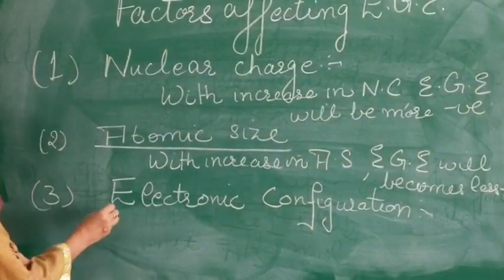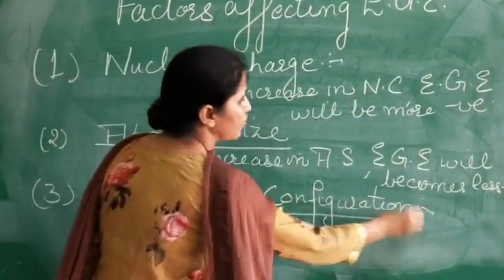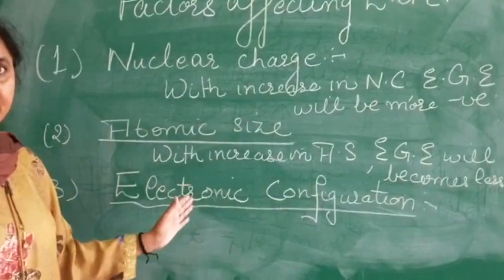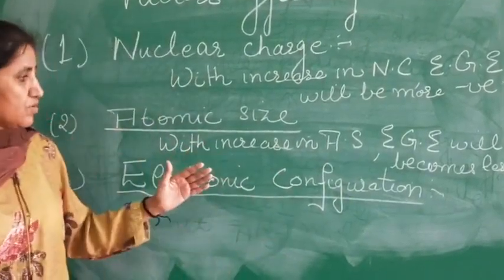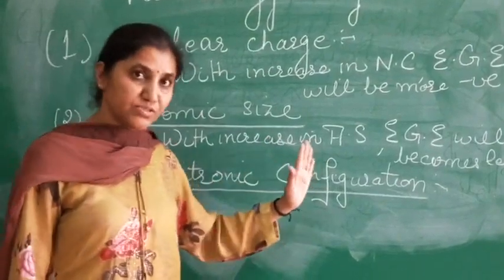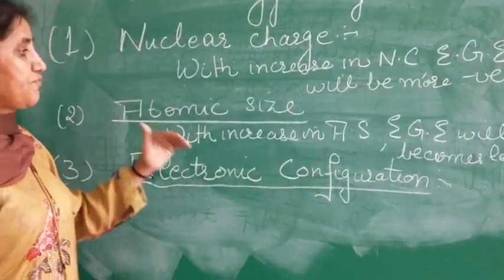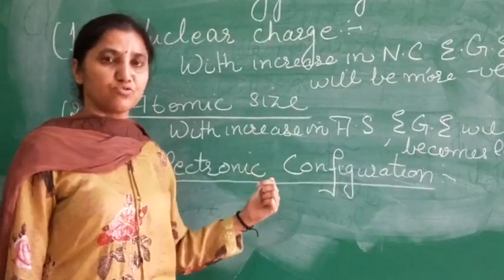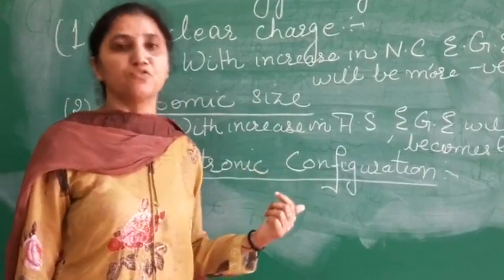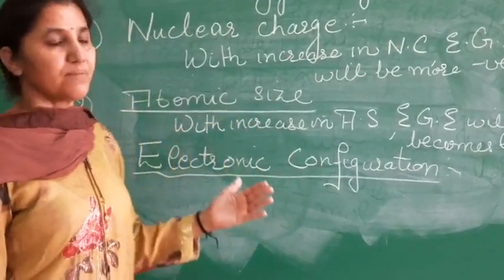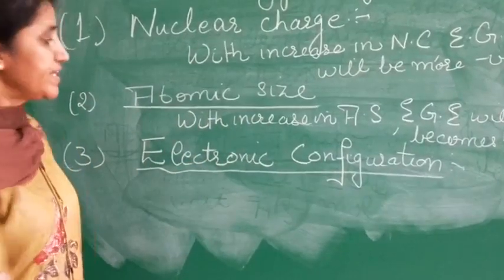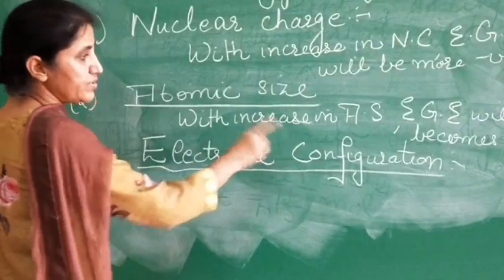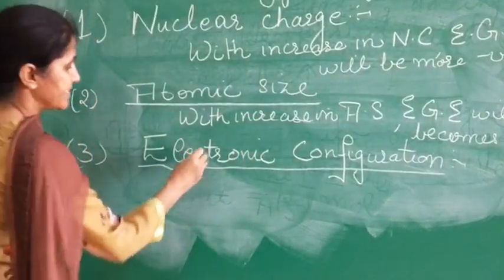Now come to the third factor, which is electronic configuration. Exactly filled or half filled configurations are more stable because of the symmetrical distribution of electrons in them. So if we have to add an electron to them, they will feel repulsive forces. So in order to overcome those repulsive forces, energy is absorbed. So in this case, the electron gain enthalpy will be positive.